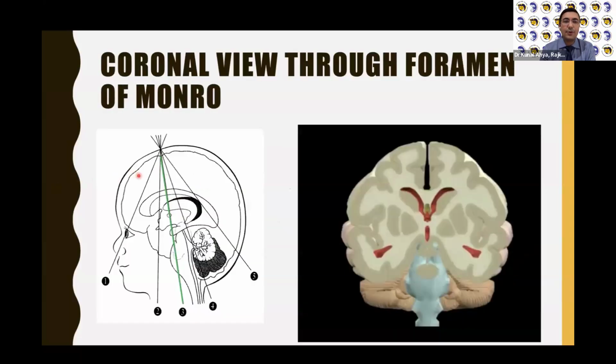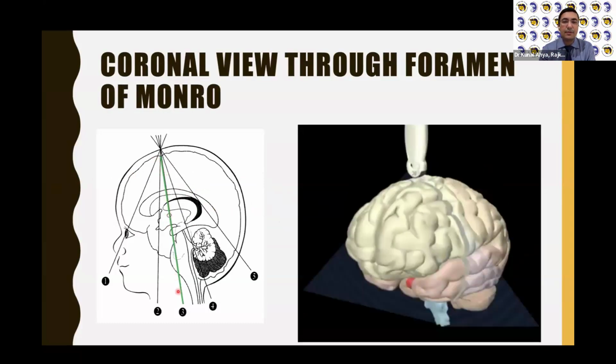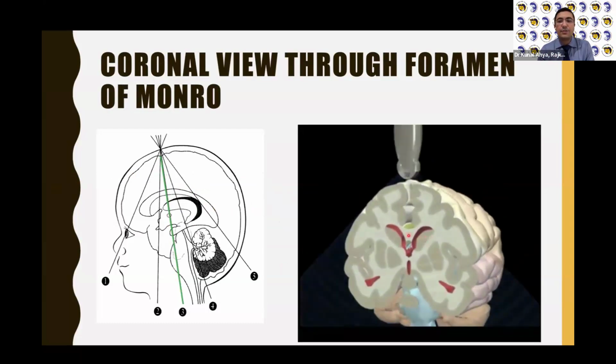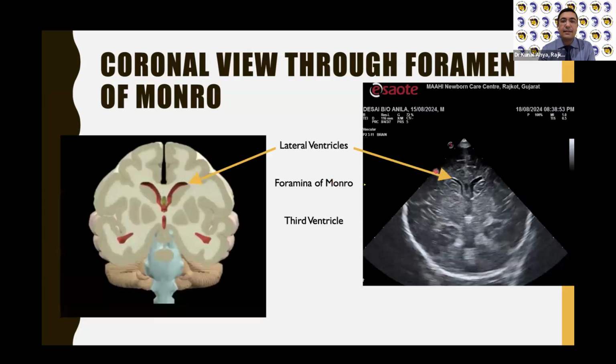Now, the third coronal view is the view passing through the foramen of Monroe. In the Indian context, we also call it the Trishul view, like we see that there are three wings. So it is also called the Trishul view or the coronal view through the foramen of Monroe. Here again, the beams are passing through all these structures. One by one, we will see. When we cut open this structure, you can identify the image like this. And when we see it against the actual image, these are the lateral ventricles. Then the lateral ventricles are connected to the third ventricle, and the structure which is connecting them is called the foramen of Monroe. And below the foramen of Monroe is the third ventricle.